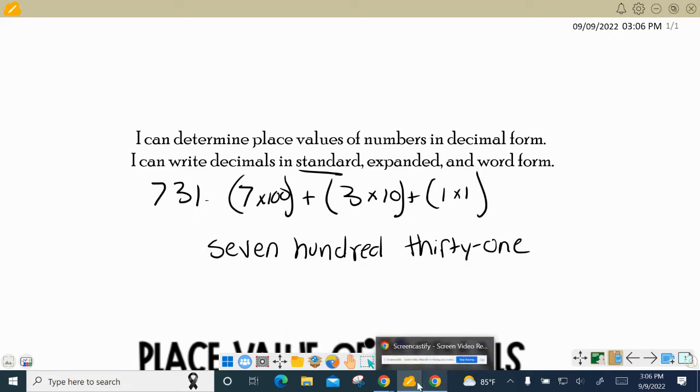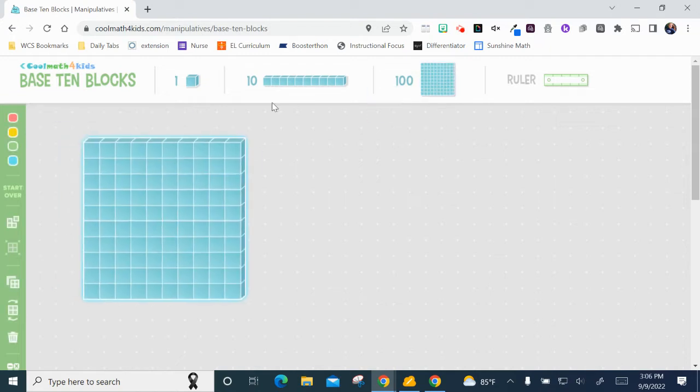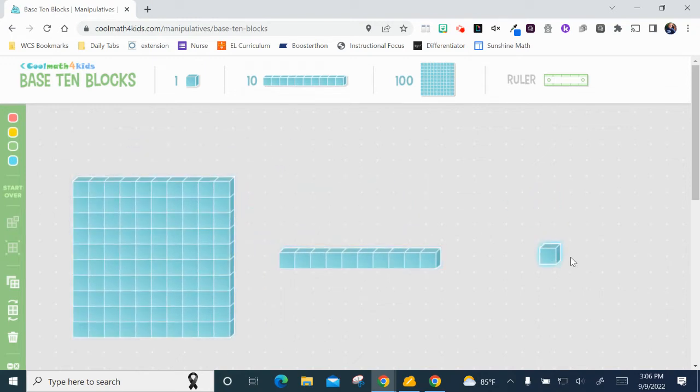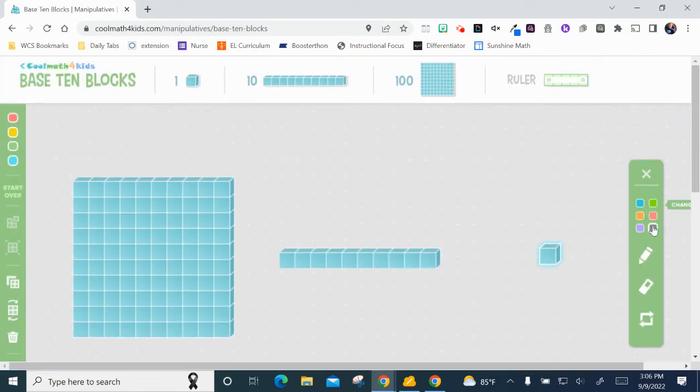So I'm going to jump into a different program that's pretty interesting, so we can talk a little bit about base 10 blocks as decimals. Because as of right now, you think of base 10 blocks as being this is 100, this is 10, and that's 1. So this would be 111 because you would have 100, 10, and 1. But the way we're going to think about it now is actually in decimal form. So I'm going to take my little writing tool.